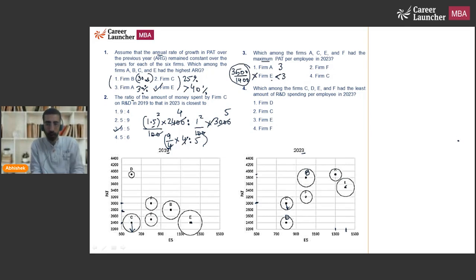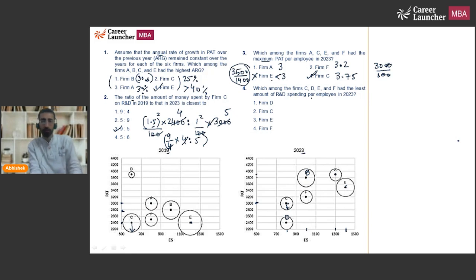It's not required. For F, this is 3200 by 1000. 3200 by 1000 is 3.2. For firm C, it is 3000 upon 800, right? 800 employees. 3000 by 800 is almost 4. 3000 by 800 is actually 3.75 because it's 30 by 8. 30 by 8 is exactly 3.75. Surely your answer is firm C. This so far is turning out to be the easiest question, right? I mean, the shortest also.